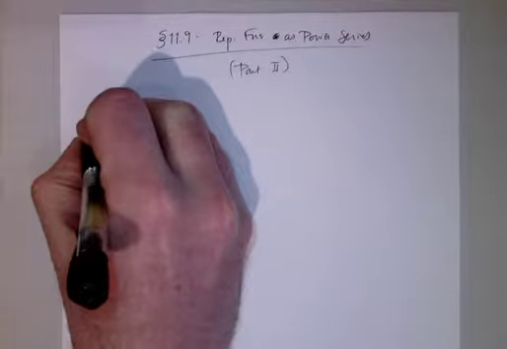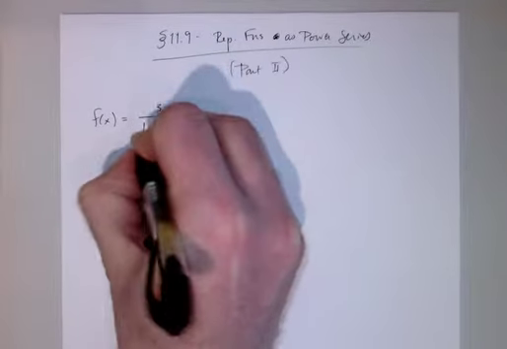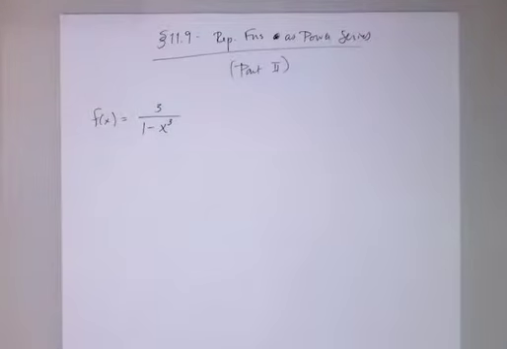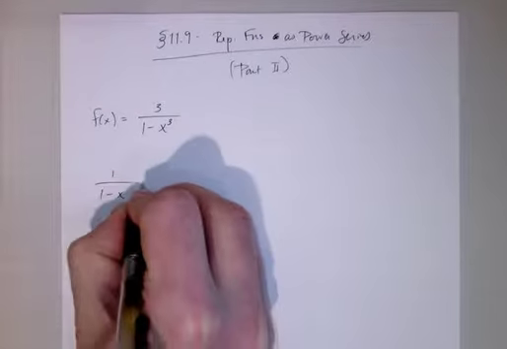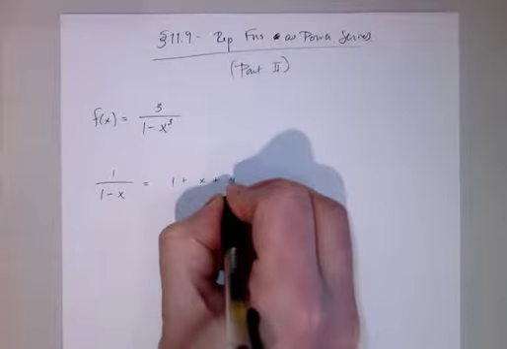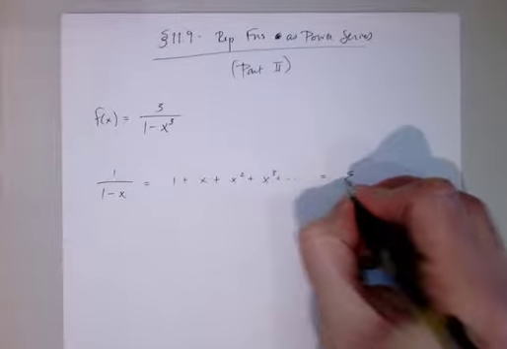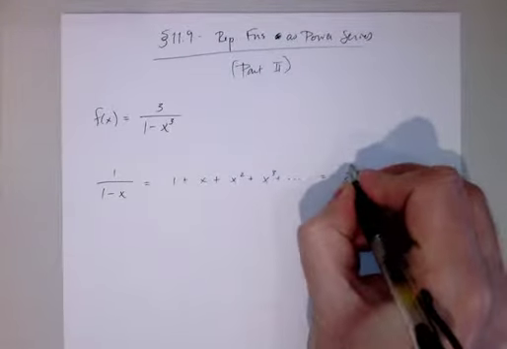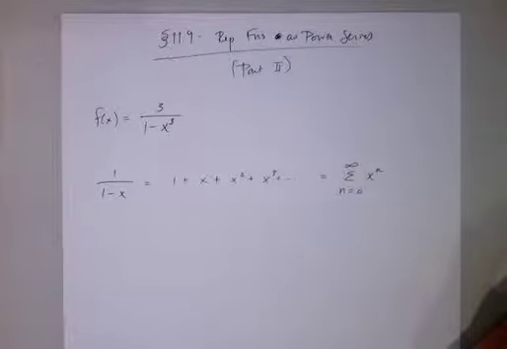Now, to start off this second video, let's just start with a relatively easy one. Okay. Now, we recognize the fact that 1 over 1 minus x is 1 plus x plus x squared plus x cubed plus dot dot dot, and that is sigma as n is equal to 0 to infinity of x to the n. Okay? Now, what do I need to do here?